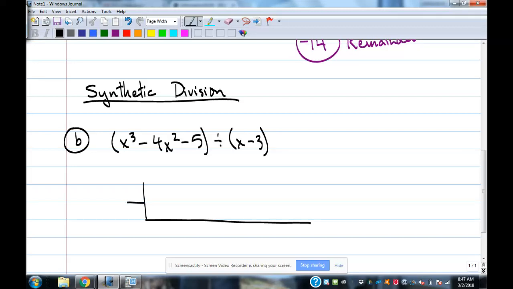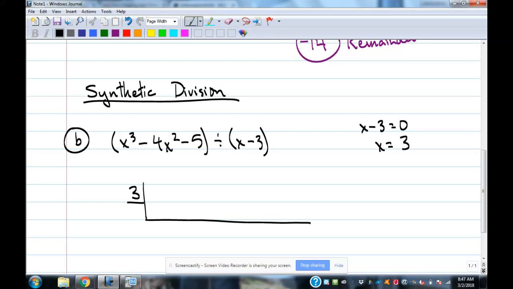The number that goes on the shelf comes from what you're dividing by, your divisor. And the way you get what goes on the shelf is you say, oh, x minus 3 equals 0, and so that's going to be x equals 3. So 3 is what goes on the shelf here. It's the opposite sign of what's in the factor. It's what the x-intercept would be, if you were thinking about what we did on the quiz today.